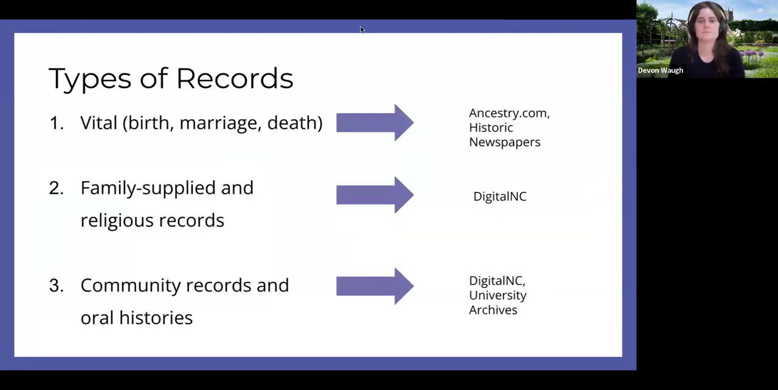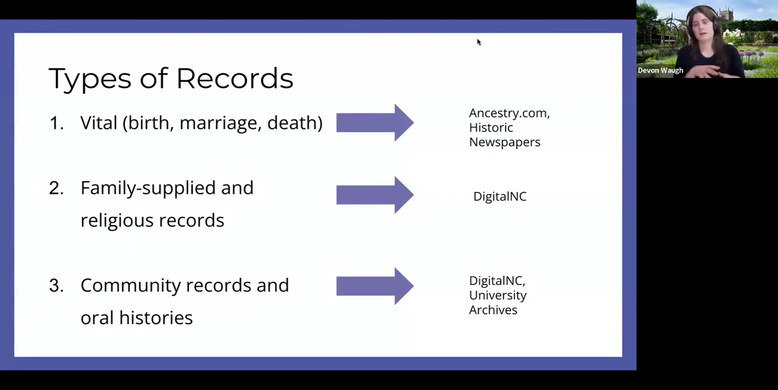And then just an overview of the types of records. So those vital records you're going to see in ancestry.com, as well as the historic newspaper collection. You can see some obituaries for North Carolina specifically. And then the family supplied and religious records, you'll see some of those in Digital NC. And then in terms of community records and oral histories, Digital NC is really useful for that.